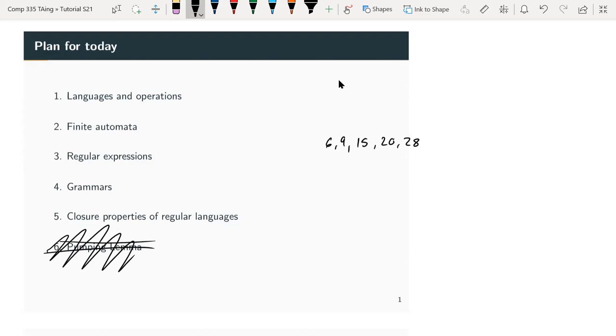All right. So the first thing we're going to look at is basic language, so a review of languages. Then we're going to look at FAs, regular expressions, grammars, and then closure properties. So there's one exercise for each section.